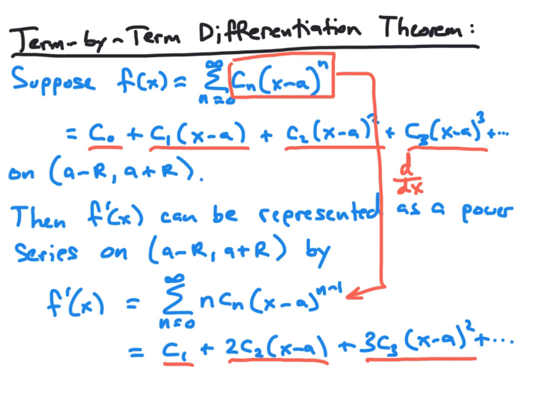The punchline here is that if we have a power series for a particular function and we want the power series for the derivative of that function, it is quite easy to do. We simply differentiate the power series term by term.